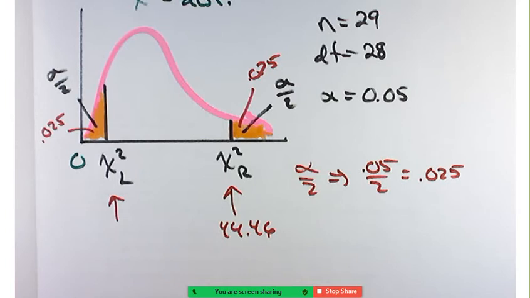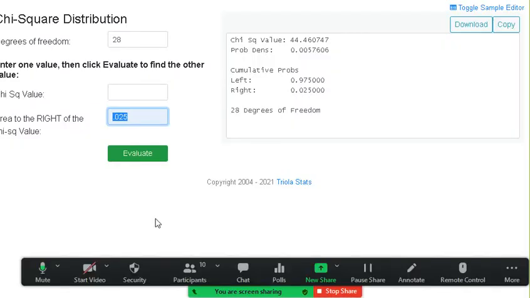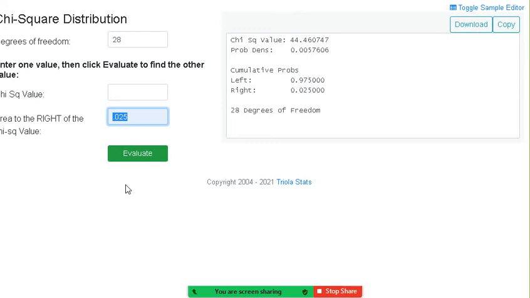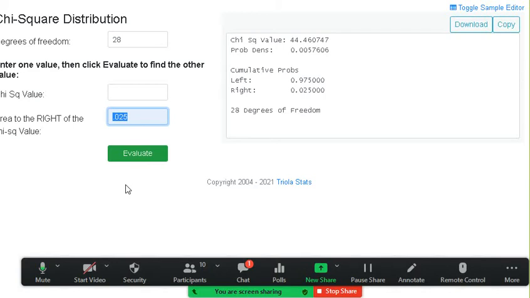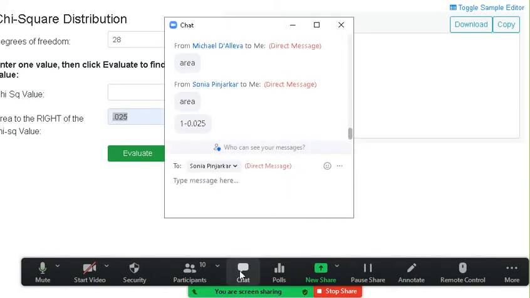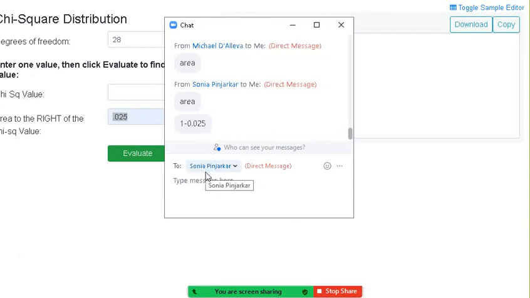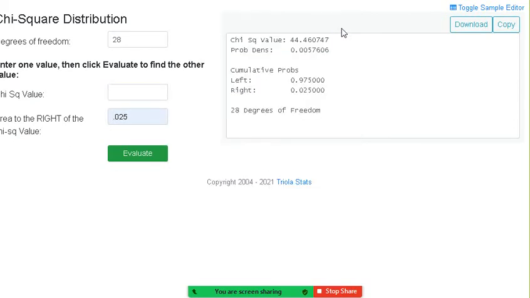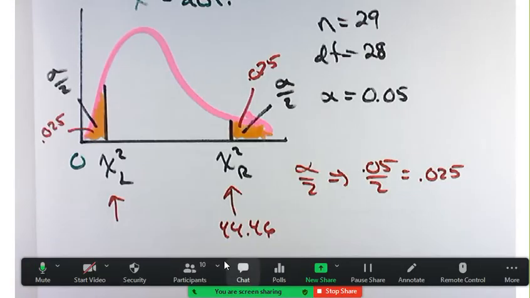But that's not the way StatDisk works, is it? StatDisk wants to know, what's the area in the right tail? I don't care what's in the left tail. You tell me what's in the right tail. So if 2.5% of the area is in the left tail, how much of the area is in the right tail? 1 minus that. Good. And 1 minus that is going to be 0.975. So that's the area that we need to type in to get the other value from our chi-square distribution.